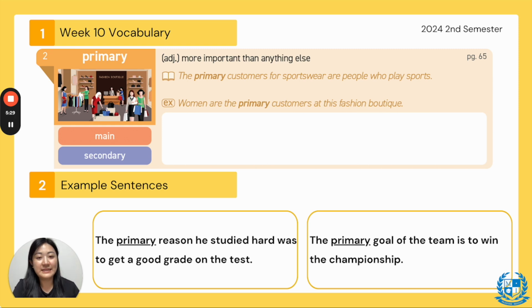Next, it says, the primary goal of the team is to win the championship. So what they wanted to do was, of course, win. That's their primary goal, their number one most important thing to do.